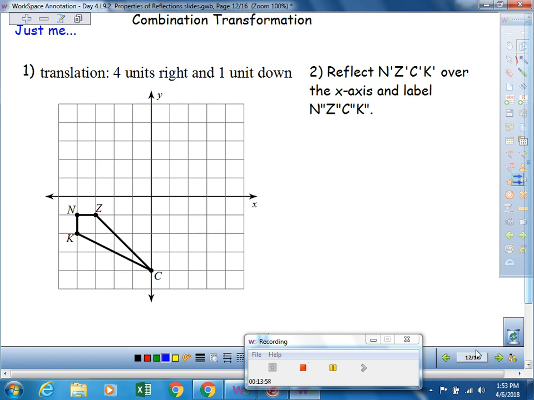Okay, guys, quiet please. On the back, there's 2 lines. The first line, the top line, I want you to write number 1, translation, 4 units right, 1 unit down. And then on the second line, I want you to put reflect N prime, Z prime, C prime, K prime over the x-axis. Put both rows, this one and this one.